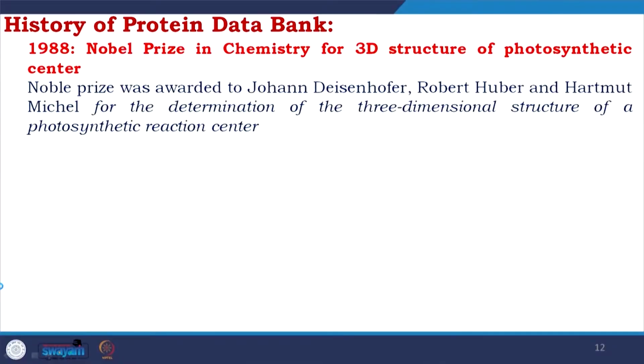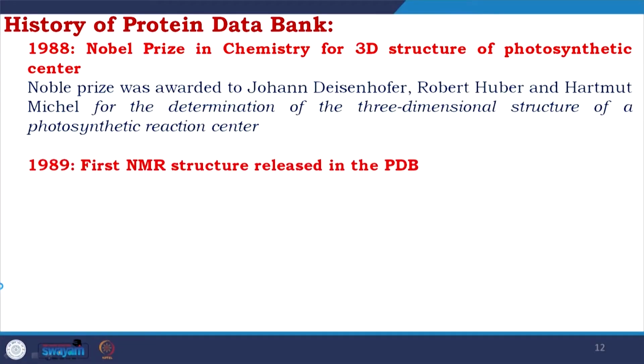The Nobel Prize was awarded to Johann Deisenhofer, Robert Huber and Hartmut Michel for the determination of the three-dimensional structure of a photosynthetic reaction center. This is very critical because we understand the mechanism of photosynthesis by looking at the high resolution structure of the photosynthetic reaction center. In 1989, the first NMR structure was released in PDB.